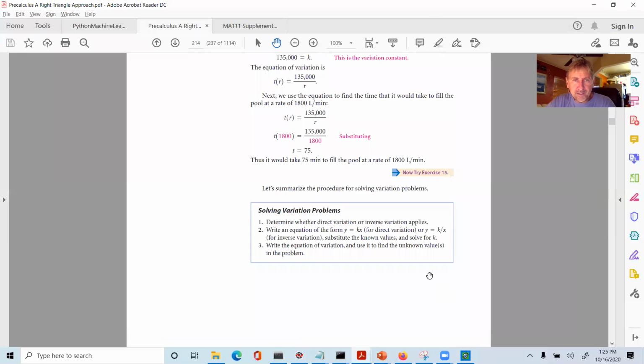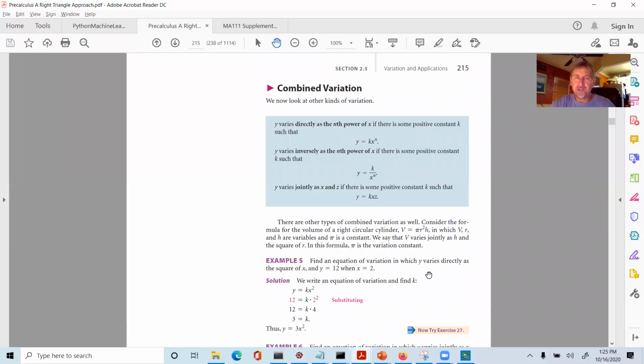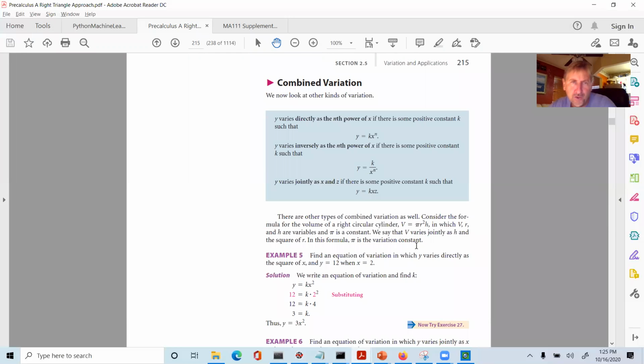All right, and then the last part of it is combined variation. So y varies directly as the nth power of x. So now we're going to raise x to a power. Whatever they say, it might say x squared or x cubed, or it varies inversely with the power of x. And then jointly means 2 things.